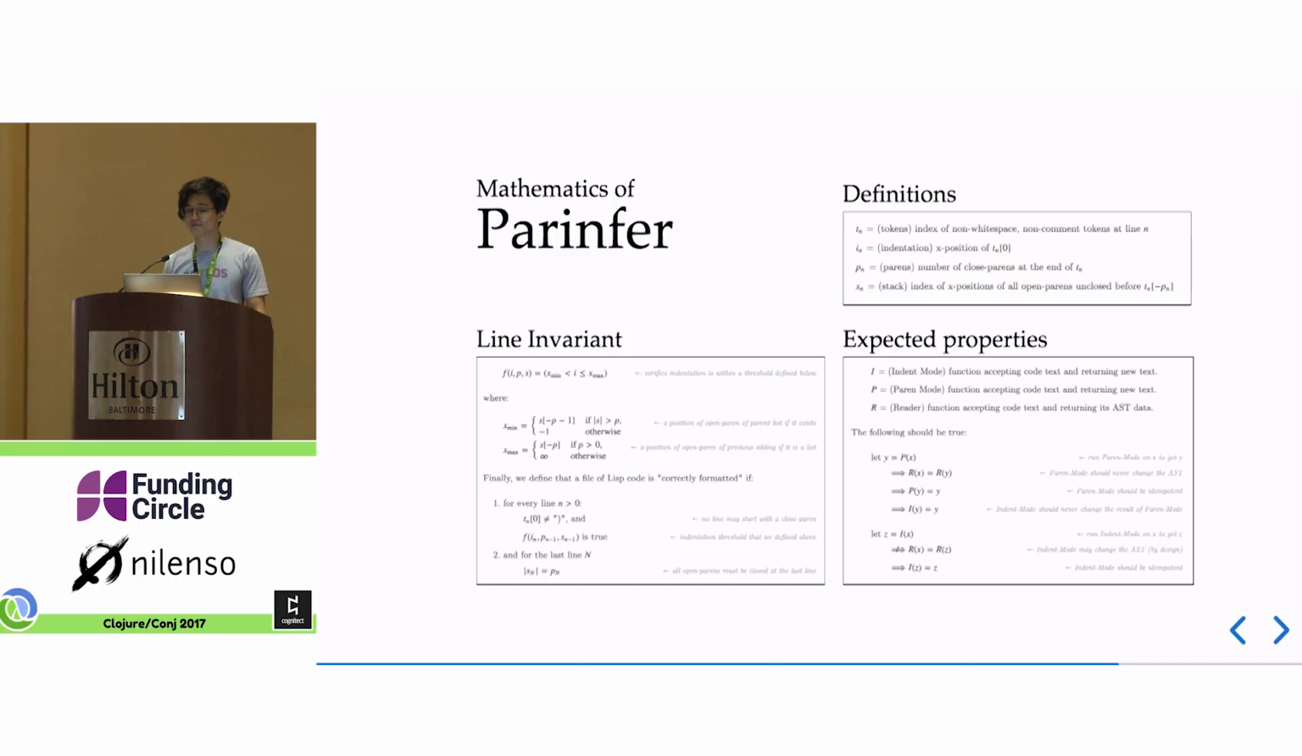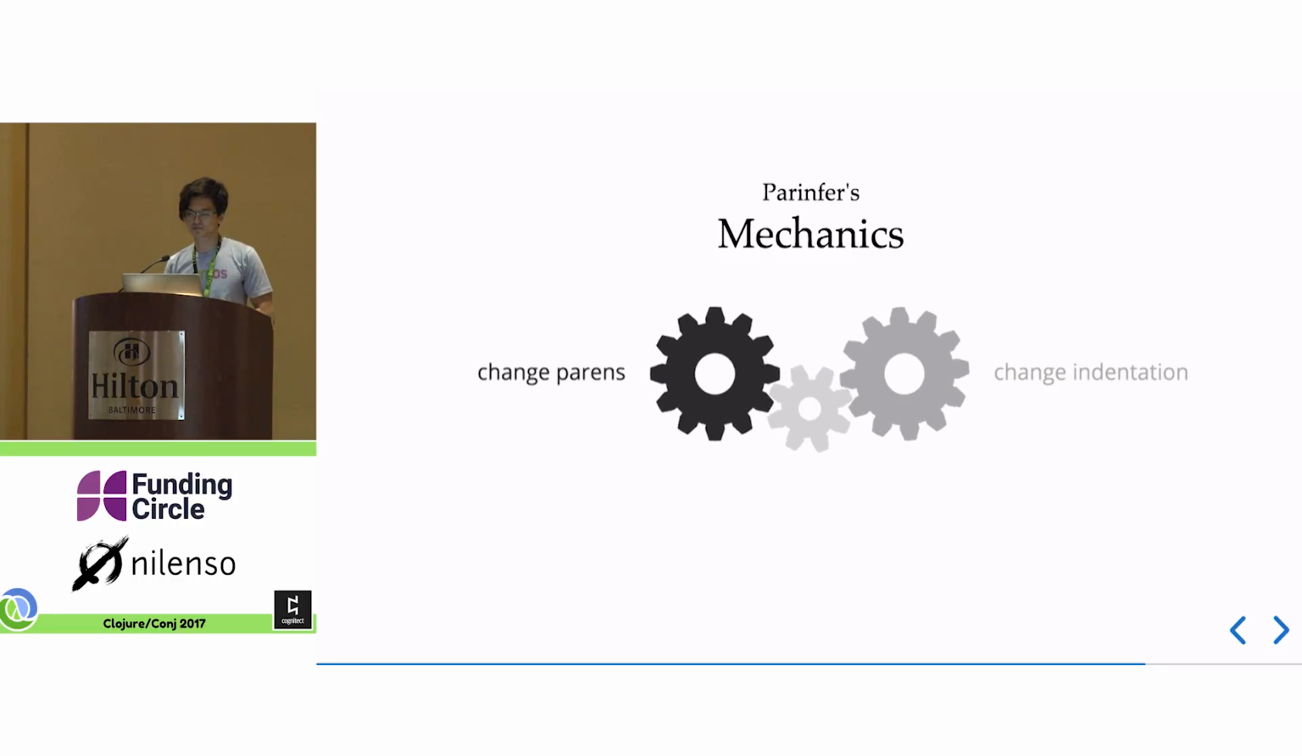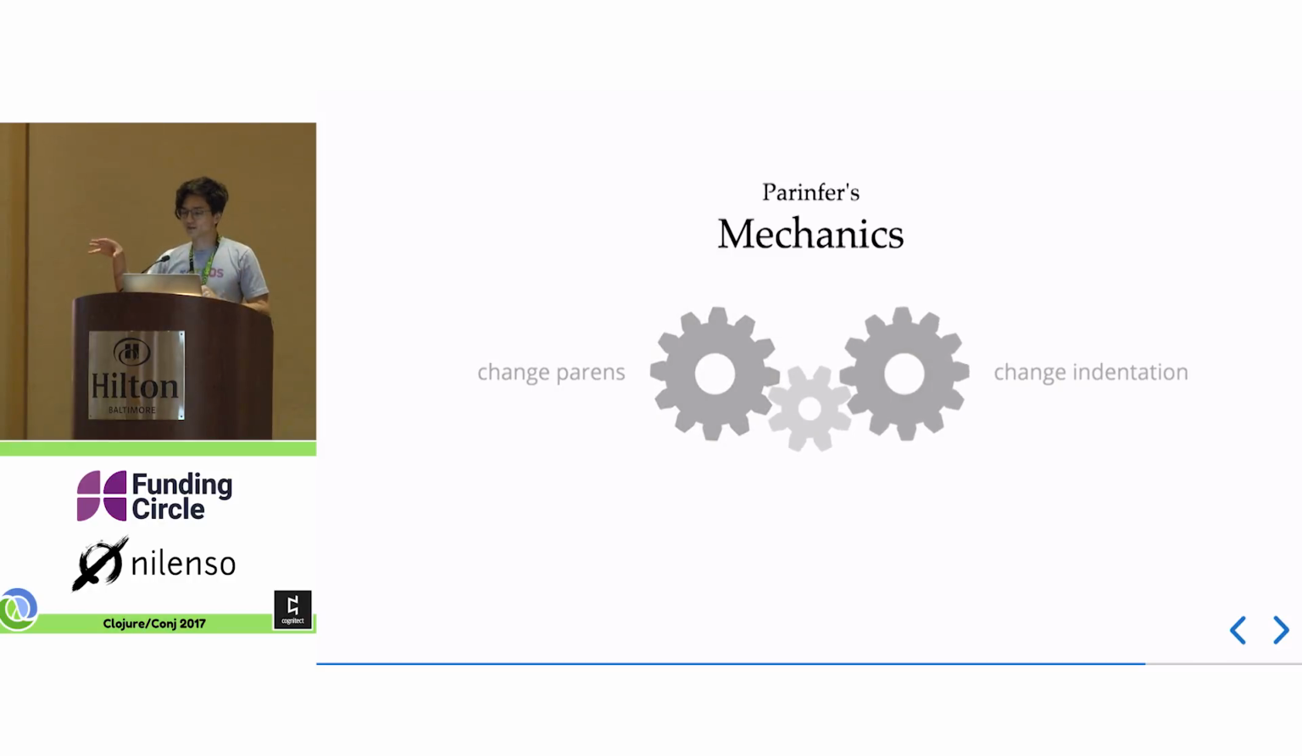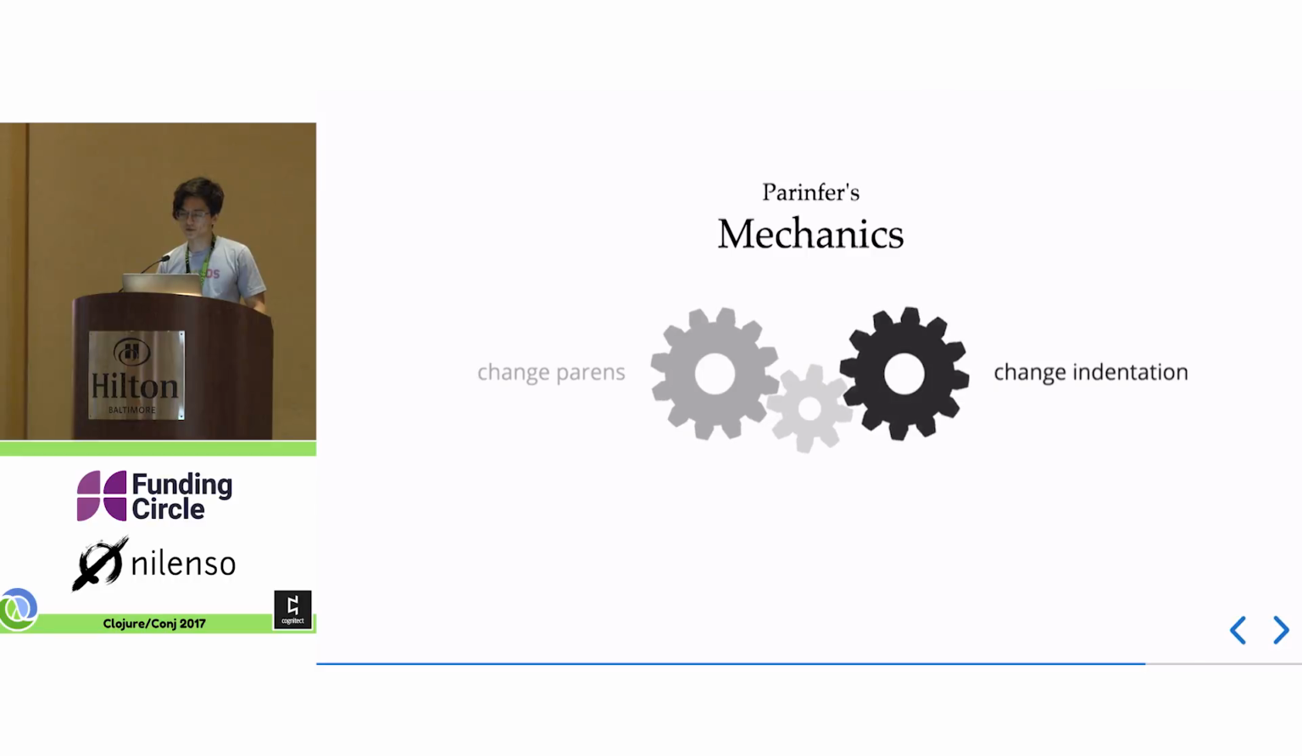Just real quick, Parinfer is based on a mathematical core that allowed me to simplify things and to make sure things would work. I established what's called a line invariant. There are a lot of impure parts at the edges, but in the middle is math. And just to visually explain what that math means to me, it's essentially when you change the parentheses, the indentation should be moved in kind. And likewise, if you move the indentation, the parentheses will be moved in kind as well.